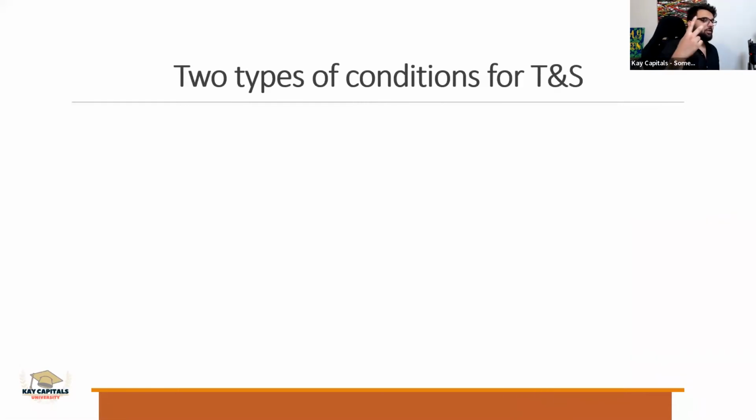Now, there are 2 conditions for time and sales, and it's really simple to watch in real time. One, you want to see aggressive buying. If you're doing an upside breakout, you want to see aggressive buying. You want to see people fighting for the price. You want to see them taking the price higher.